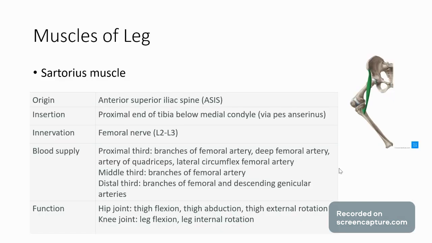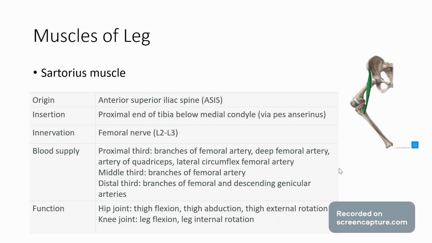Welcome back to the next part of the unit, muscles of the legs. The first muscle of the leg is the sartorius muscle. Origin: anterior superior iliac spine. Insertion: proximal end of tibia below the medial condyle. Its innervation is the femoral nerve, L2 and L3.